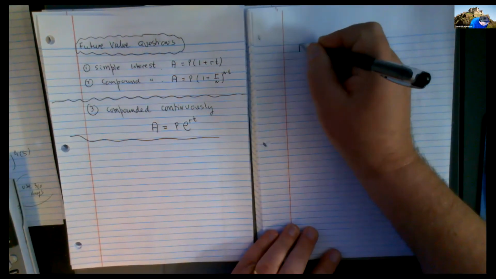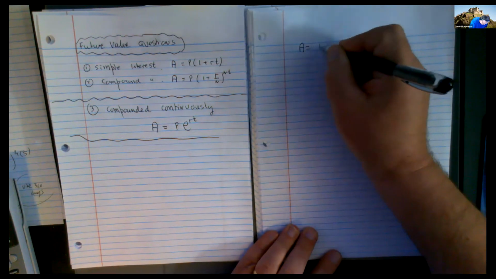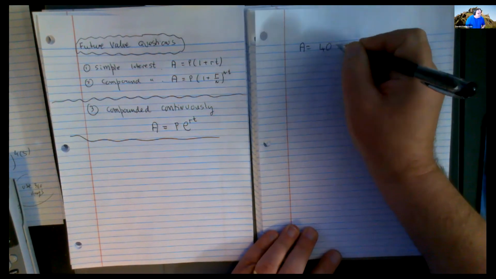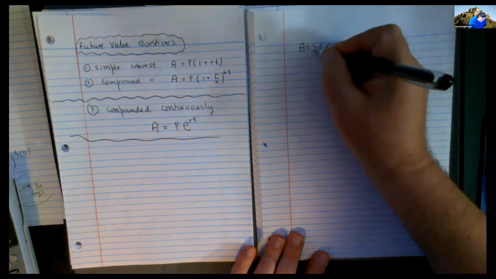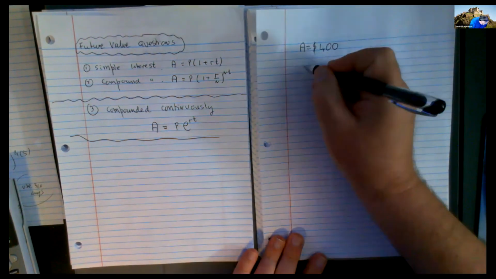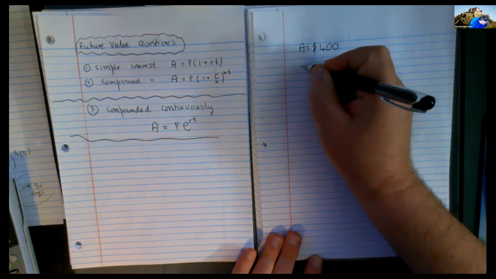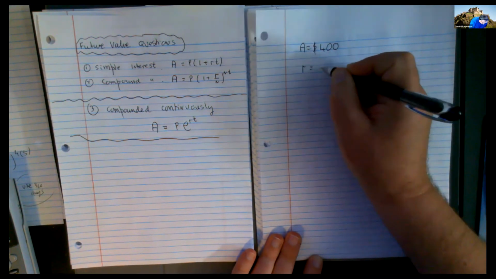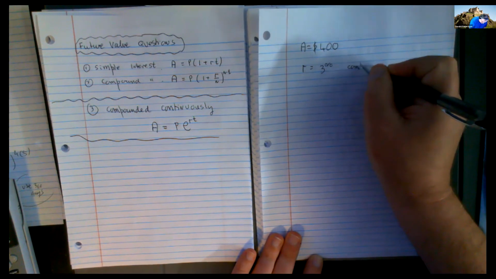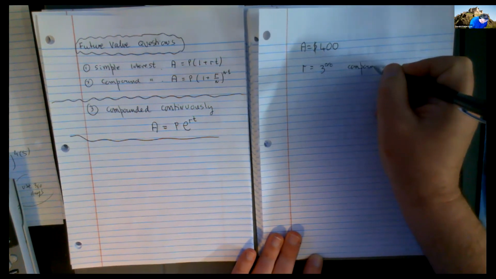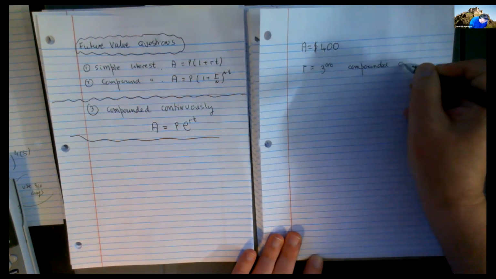I would like $400, and I'm going to get an interest rate of 3% compounded continuously.